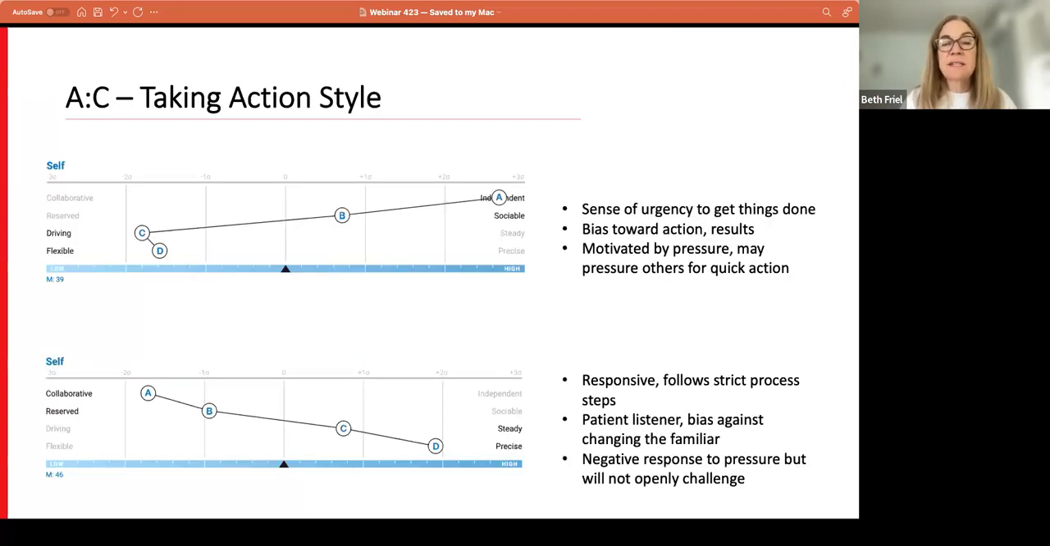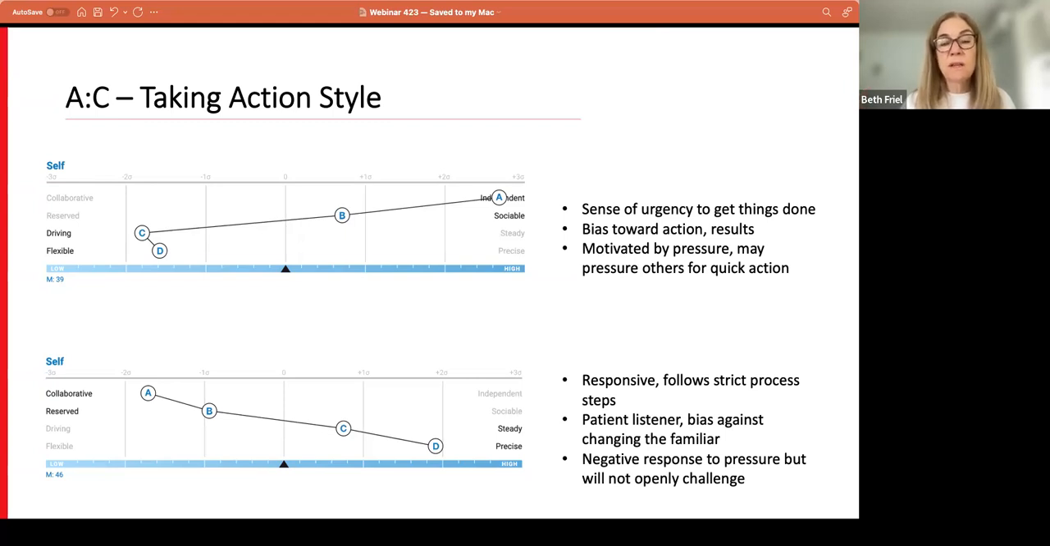Going to go to A and C. And this is really where I see a lot of conflict come in. So A higher than C, especially with high A and low C, I want to get results. I have a tremendous sense of urgency, a bias towards action. I don't have much patience, and I'm self-motivated to get things done.